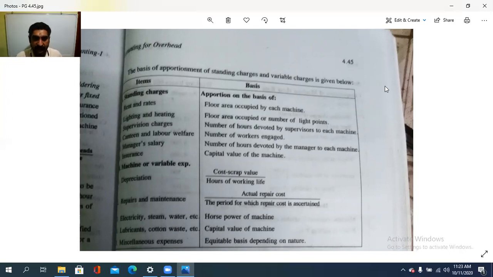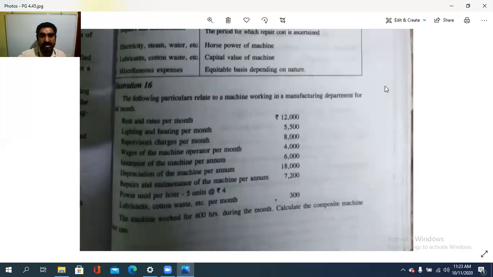Repair and maintenance: actual repair cost divided by the period for which the repair cost is ascertained. That is, the actual repair cost incurred, divided by the period. Then electricity, steam, water, etc. Horsepower of the machine, lubricants, cotton waste, etc. That is the capital value of the machine, and miscellaneous expenses on an equitable basis depending on the nature of the machine.